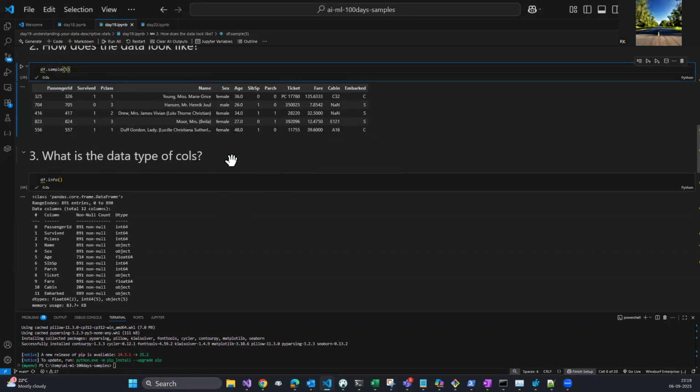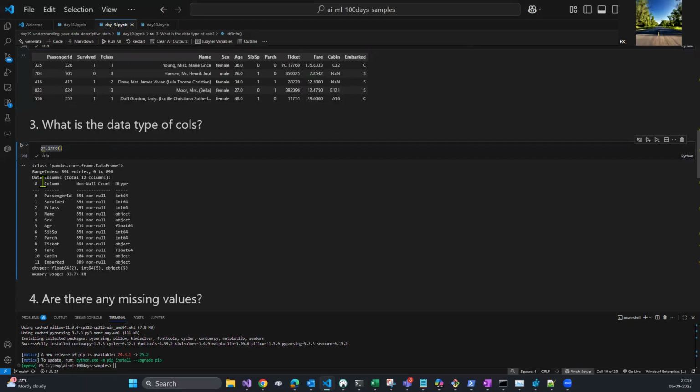The third question we should be asking is what the data types of the columns are. df.info will provide all the columns and their data types. Here you can see passenger ID is int64, and all the others. This understanding of data types is very important.